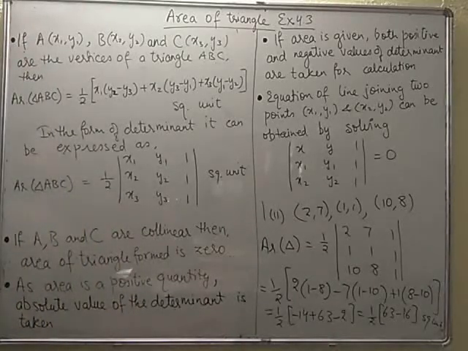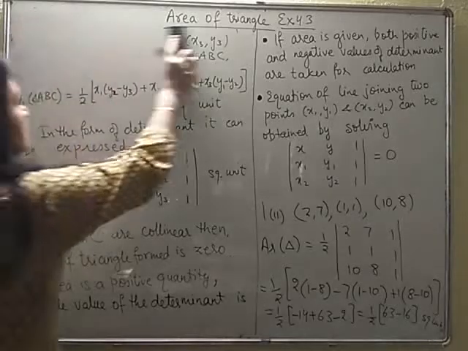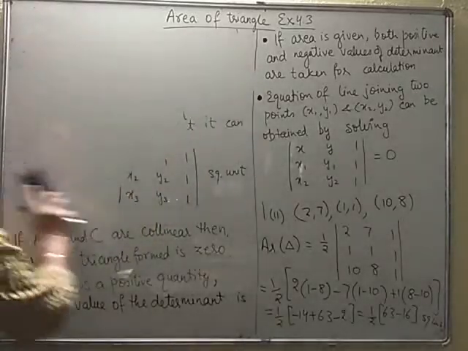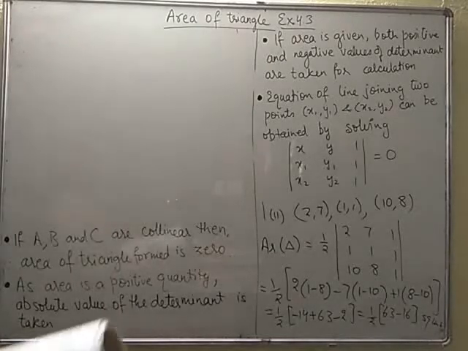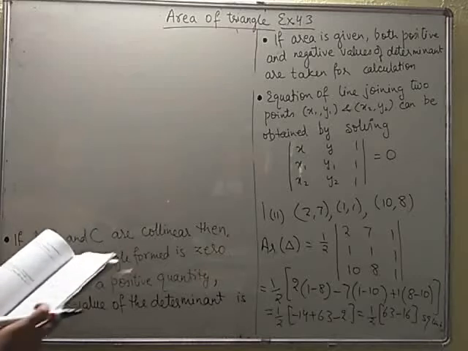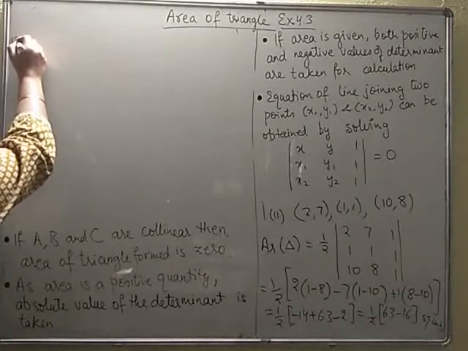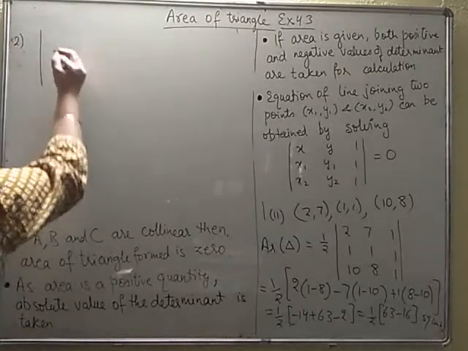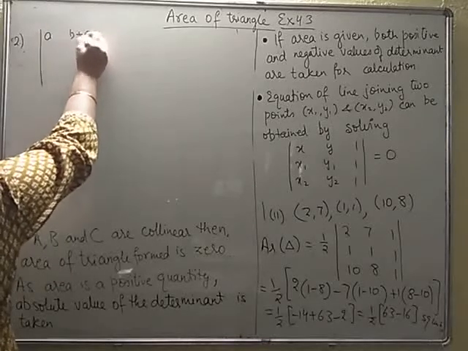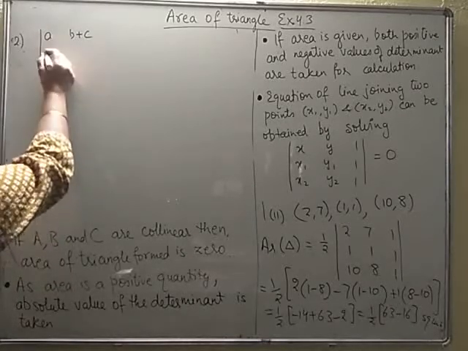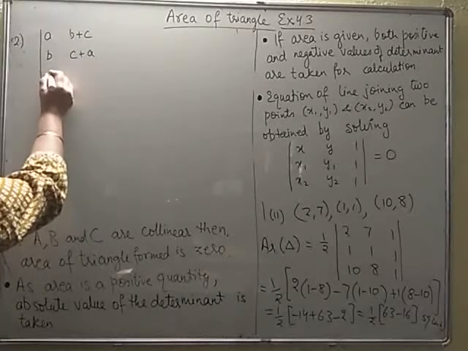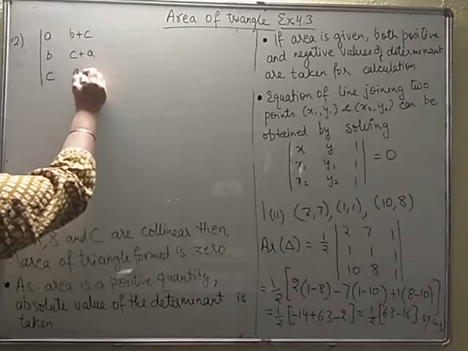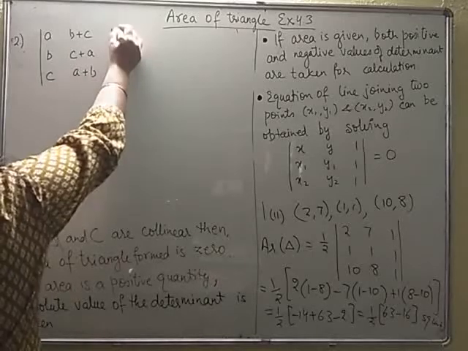Okay. Then let us take one question on collinearity. Question number 2 is where we have to show that the given points are collinear. I will write down the points in the determinant straight away. The coordinates of first point are A and B plus C. Second point B and C plus A. Third point is having coordinates C and A plus B. Third column 1, 1, 1.